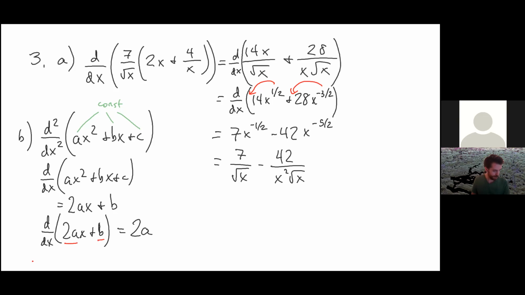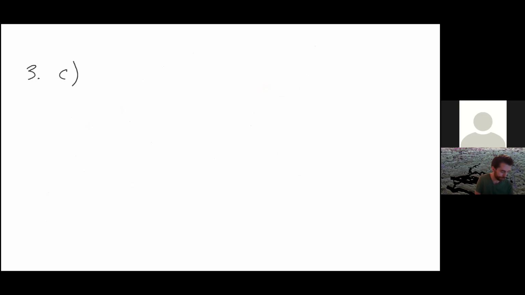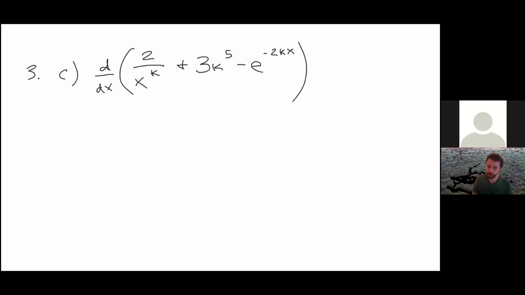Cool. Let's do one other weird one. I'll call this 3c. What if I wanted the derivative of 2 over x to the k plus 3k to the 5th minus e to the negative 2kx. By the way, if it's not clear by this point, you should be pausing the video every time I write a problem and doing it yourself. Otherwise, you might get tricked into thinking you know how to do these things when really it just becomes apparent after you see how to do it. So don't fall into that trap.